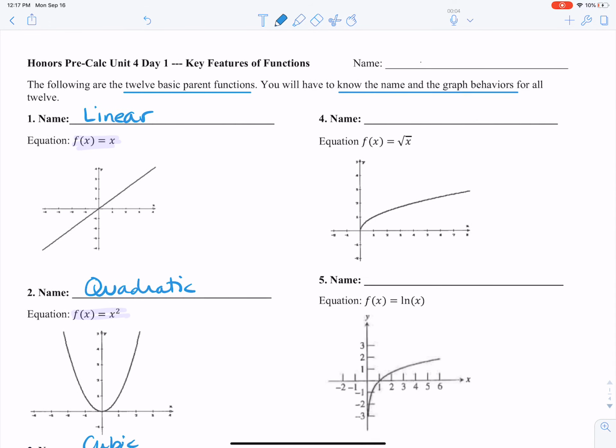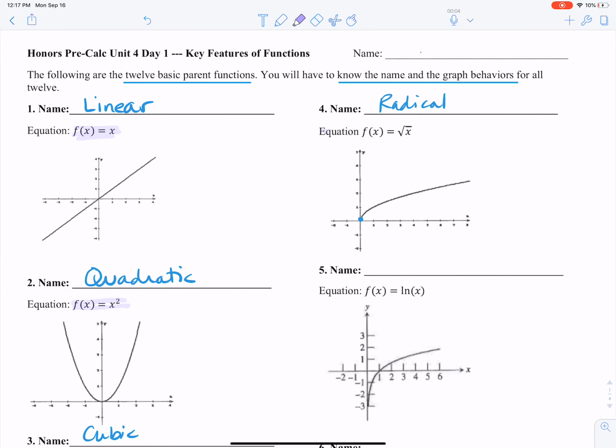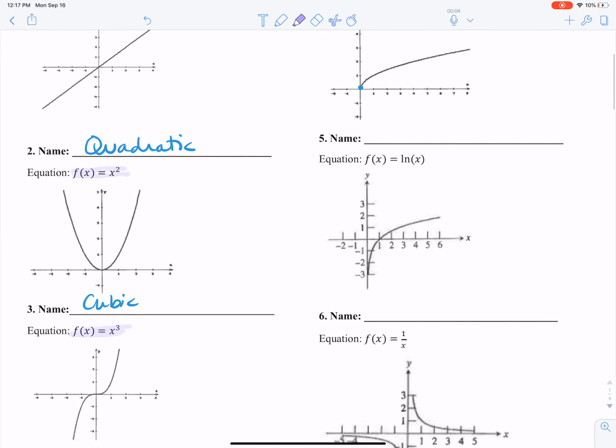All right, number 4 would be radical. It starts here at 0, 0. Number 5 would be logarithmic. And it is worth noting that it has a vertical asymptote here at the y-axis. You could also say y equals log x.